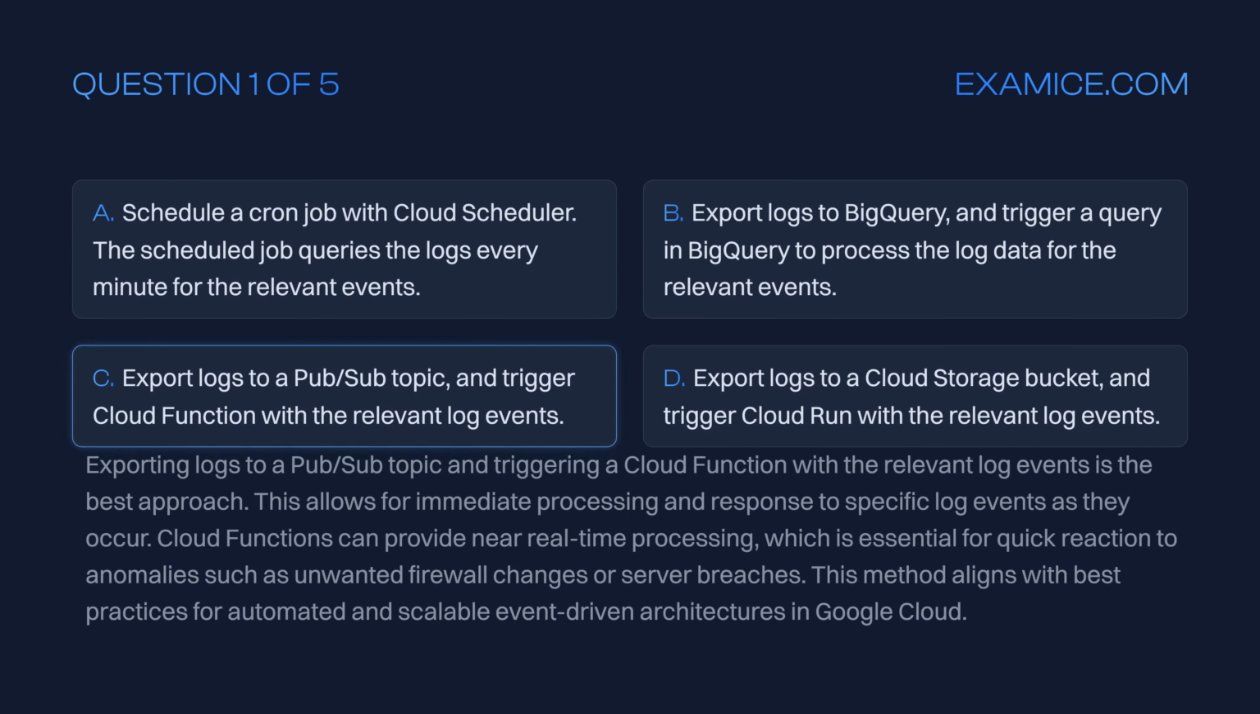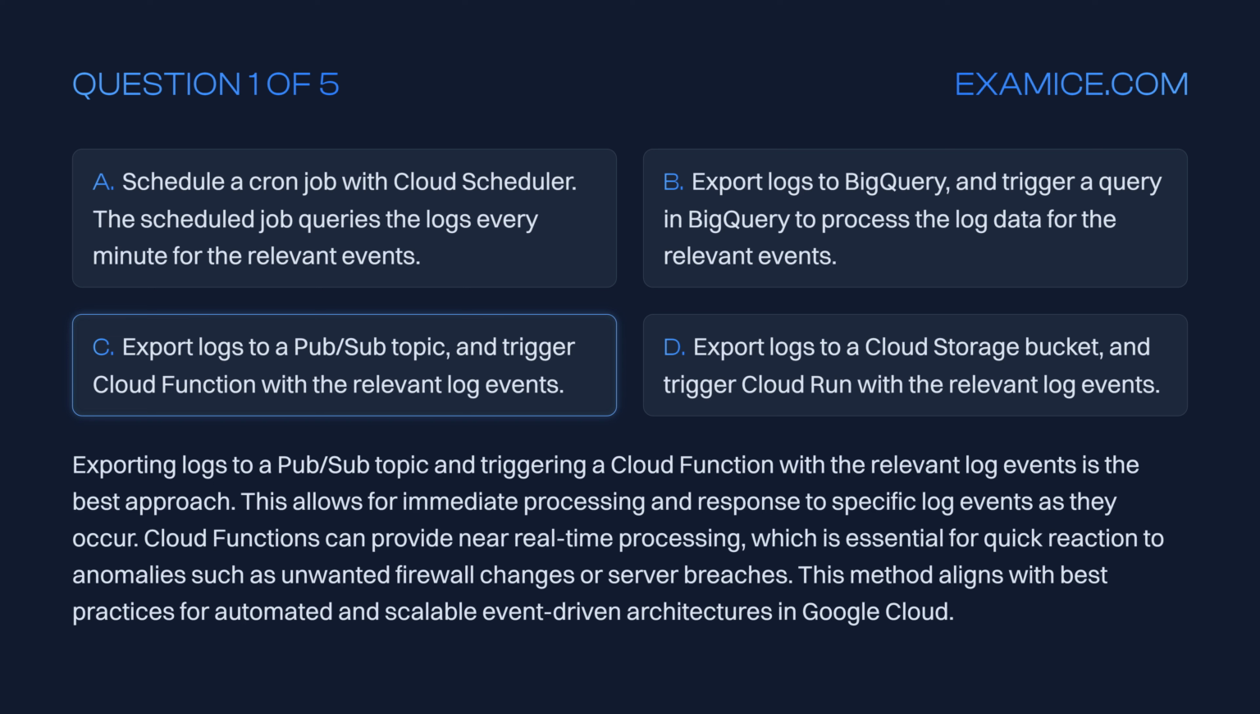The answer is option C. Exporting logs to a Pub/Sub topic and triggering a Cloud Function with the relevant log events is the best approach. This allows for immediate processing and response to specific log events as they occur. Cloud Functions can provide near real-time processing, which is essential for quick reaction to anomalies such as unwanted firewall changes or server breaches. This method aligns with best practices for automated and scalable event-driven architectures in Google Cloud.